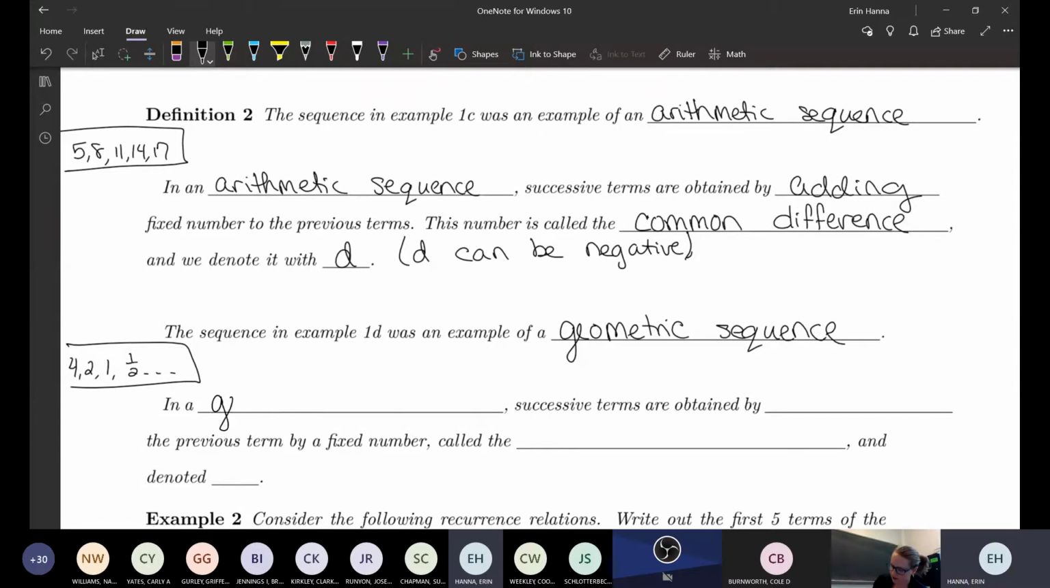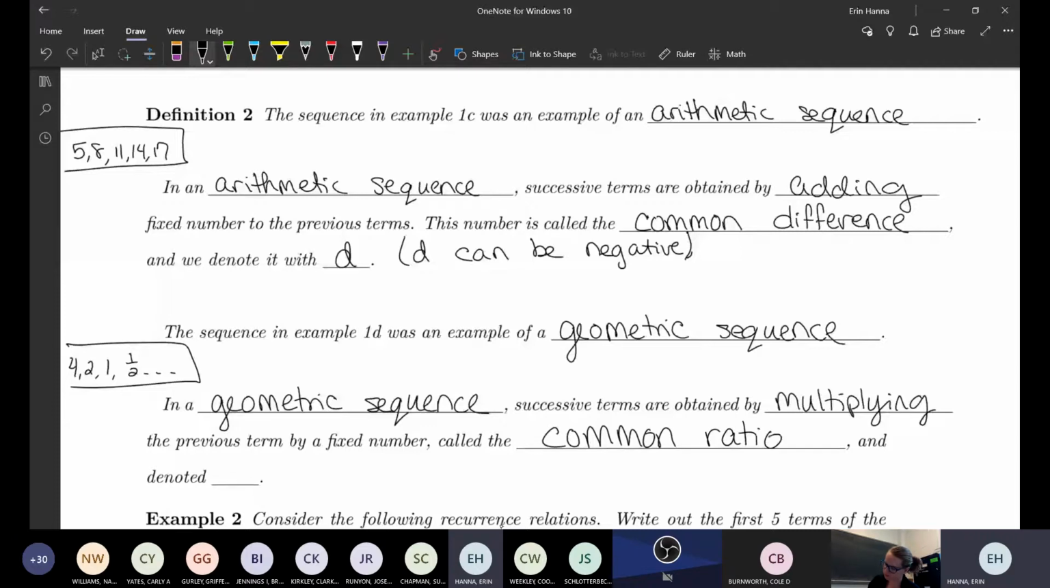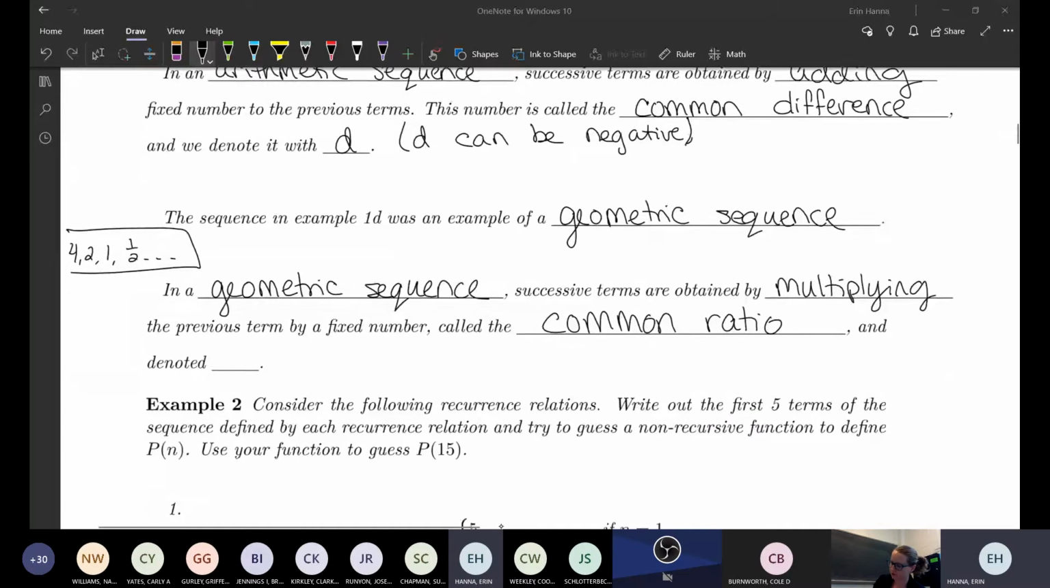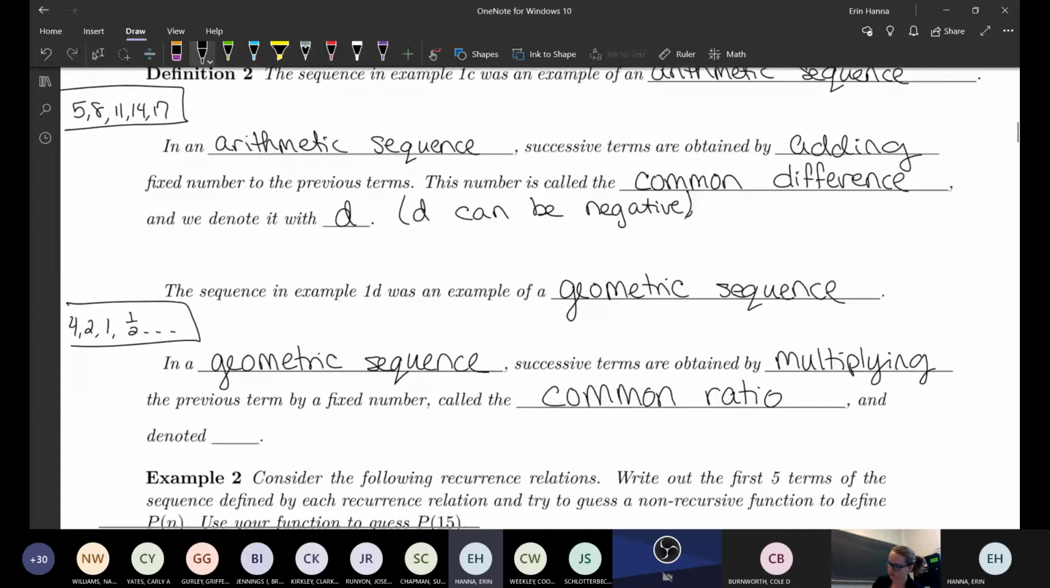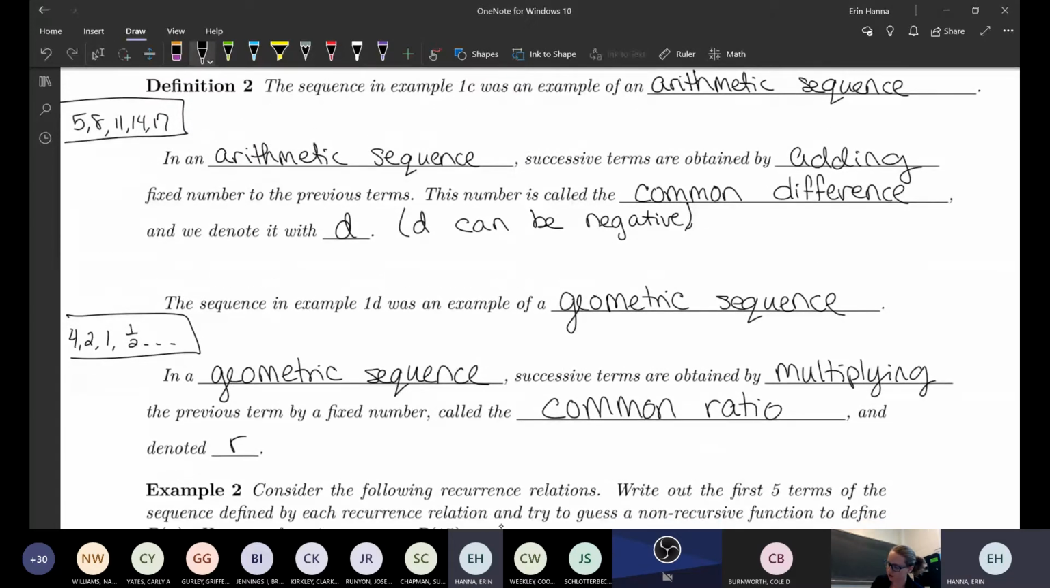And in a geometric sequence, successive terms are obtained by multiplying the previous term by a fixed number, which is called the common ratio. We're going to denote that by r, and note that r can be a fraction.